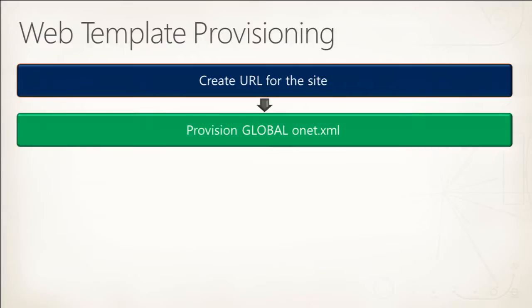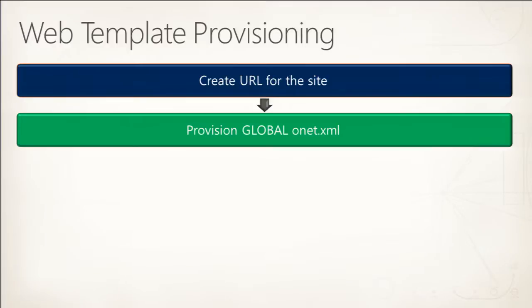The next step is that the global onet.xml content will be provisioned on the site. There is a global onet.xml file, which is not stored in the site templates folder. And all site definitions use the content from that global onet.xml file to provision the basis of their site. So there's a couple of basic lists on there, a couple of libraries in there, just some basic stuff. That's the first stuff that will be added when you're creating a site based on a web template as well.